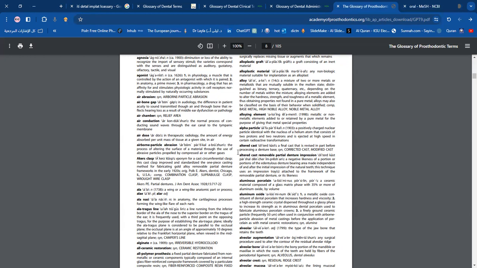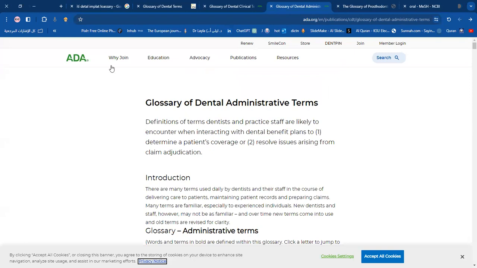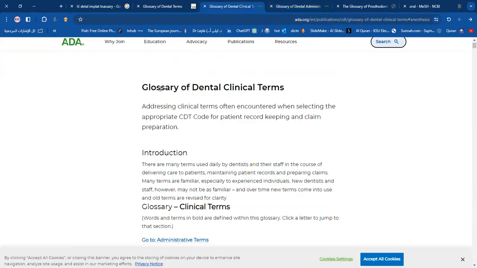Why do we need them? Simply to know what subjects are covered in your presentation. Okay, what other sites provide us with these terminologies? If we go, for example, to the ADA, the American Dental Association, they have what we call administrative and dental clinic terms. Dental clinic terms are the terms used in the clinic in terms of treatment.